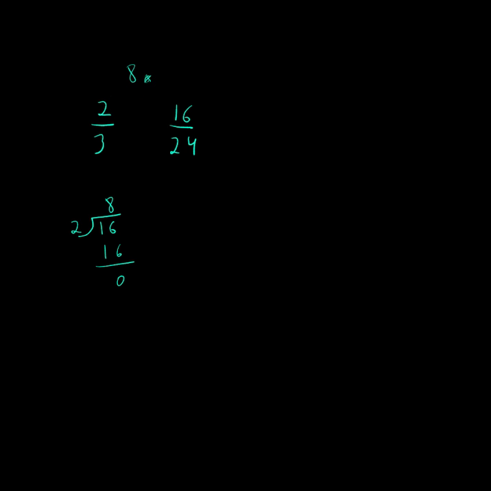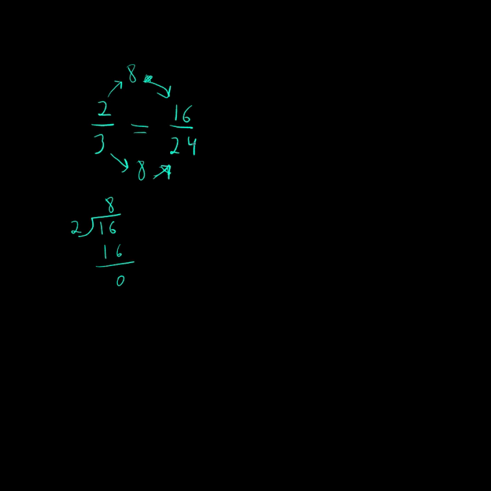So let's see, we won't even worry about that. That gives us 16. Now, if we can multiply 3 by 8 and get 24, we're good, and as it turns out, 3 times 8 is 24. So this is also an acceptable way to see if these are equivalent ratios.